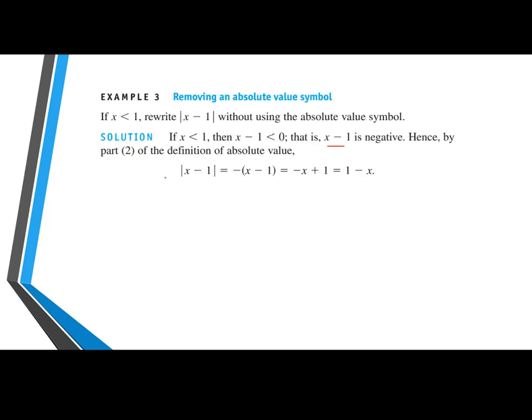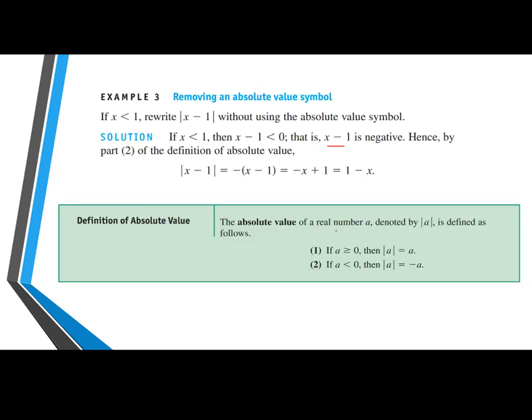if A is less than 0, then the absolute value of A is the negative of A. So the absolute value of x minus 1 is equals to the negative of x minus 1. This is equal to negative x plus 1, equal to 1 minus x.